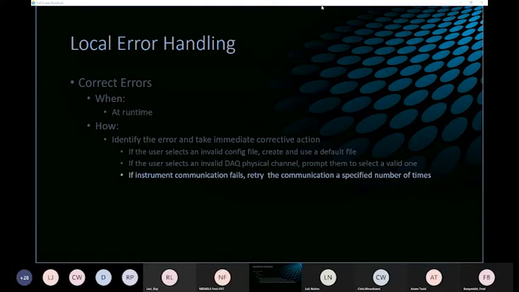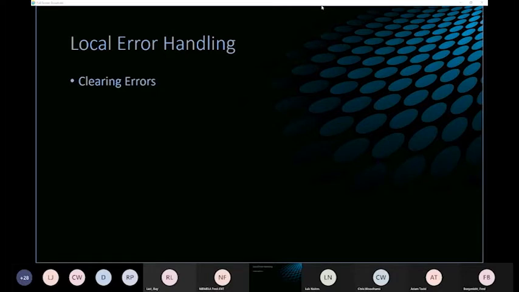So it's important not only to develop your code in such a way that you address errors, but also to test that code to make sure it actually does what you want it to do when that error occurs. We're going to talk about testing a little later in the presentation. All right, another thing we can do is clear the error, right? If we handle it, we probably want to clear it so our program can continue normal operation.